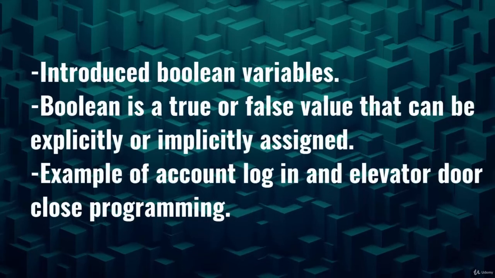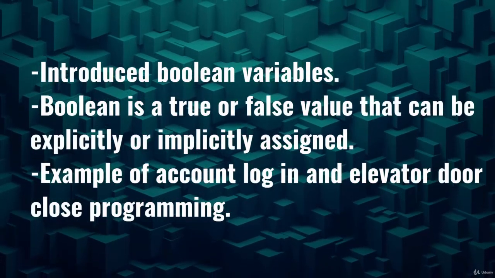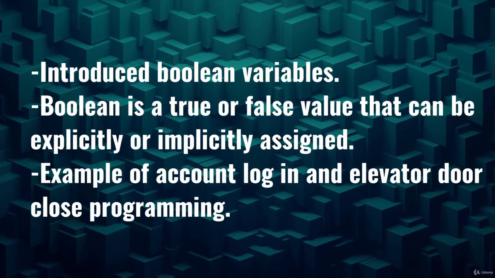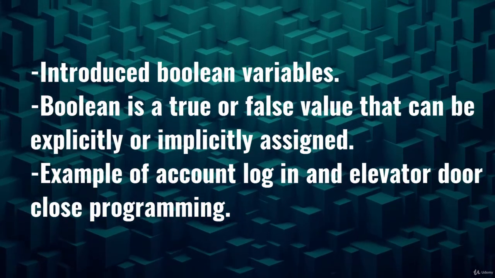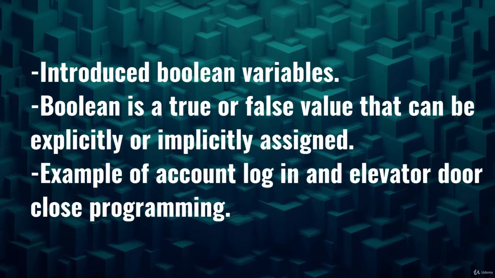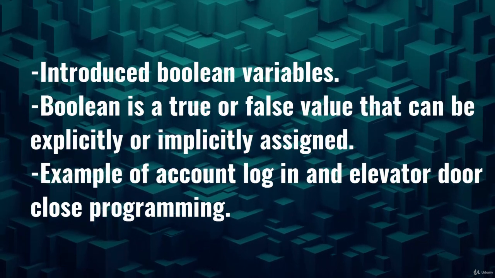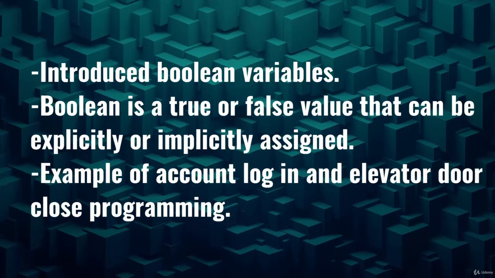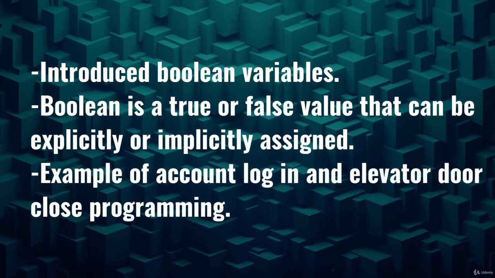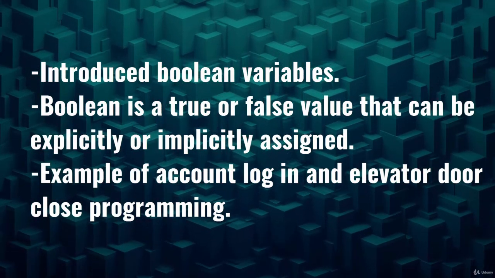Okay, so this has been our intro into Booleans. Now, Booleans are, just to recap, either true or false variables or constants, and they can be either explicitly or implicitly assigned. So we can either directly call it to be true or false, or we can pass it a statement that is either true or false, and it will take on true or false depending on the outcome of that statement.